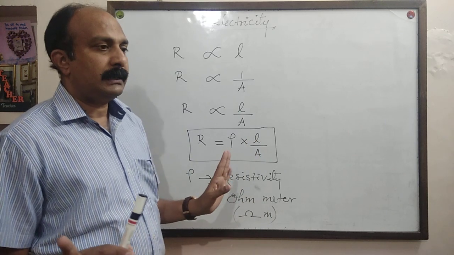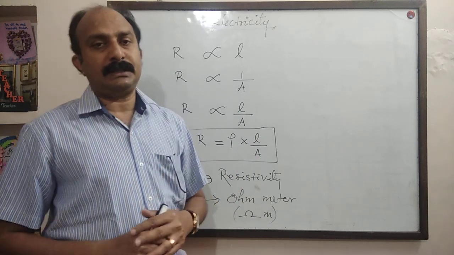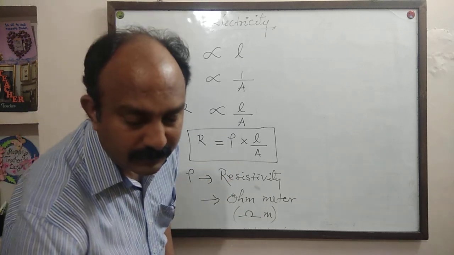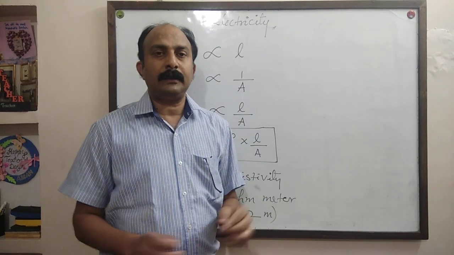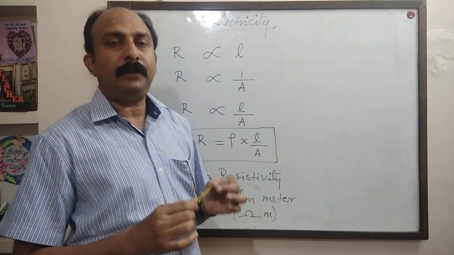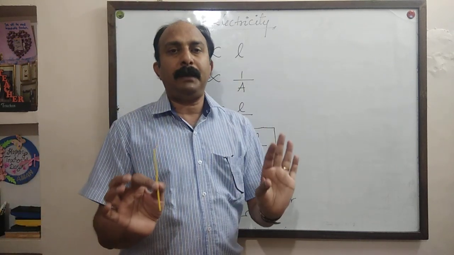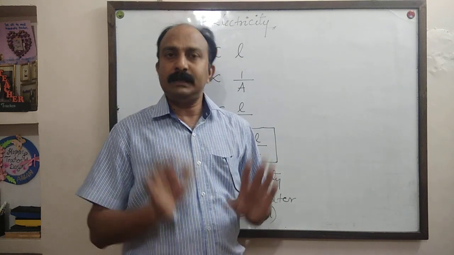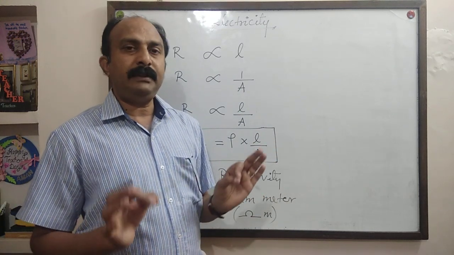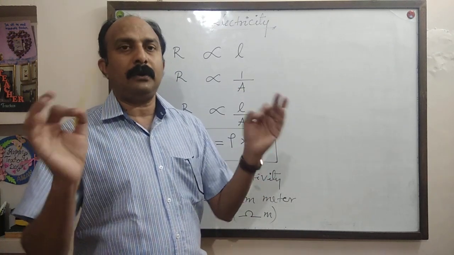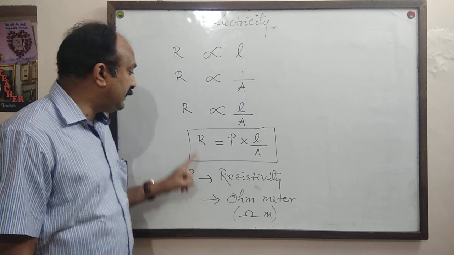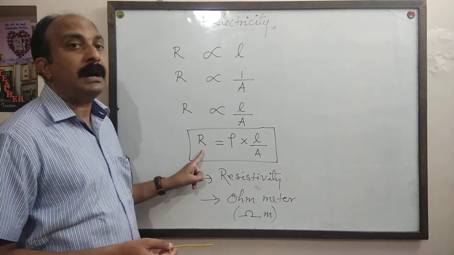Resistivity of a conductor is a material characteristic. It means resistivity does not depend on length or thickness or anything else, but it is a material property of that particular material. For example, resistivity of copper is a constant. Resistivity of silver is a constant. Resistivity of each metal or material or alloy is a constant. It never changes. Resistivity rho never changes, but R changes.